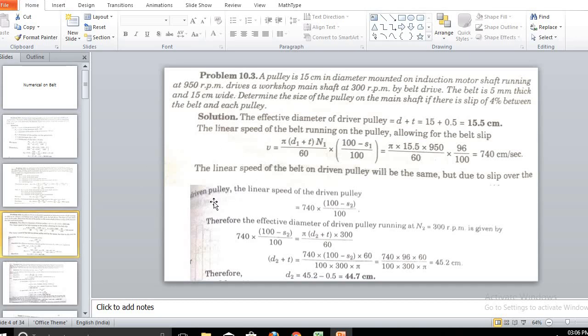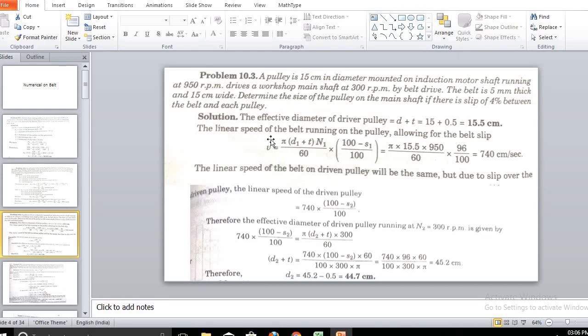So the linear speed of the belt running on the pulley with belt slip, we can consider as V is equal to pi d1 n by 60. So for the first pulley it becomes V is equal to pi d1 n1 by 60. If thickness is given, the diameter changes to d1 plus t, and if slip is given, one more bracket is added as (100 minus s1) by 100.